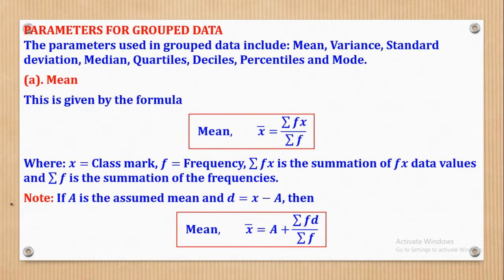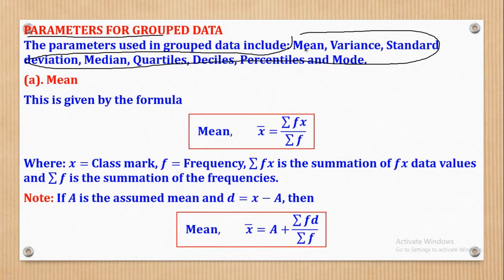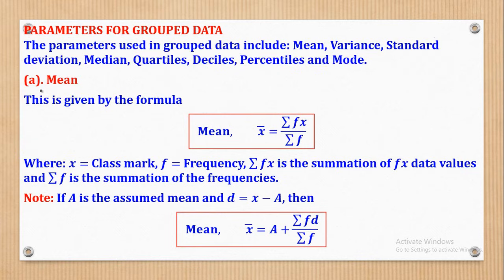So now that we have seen the various categories of classes under grouped data, now we shall go to parameters of grouped data. These parameters are like the parameters which we got for frequency distribution of ungrouped data, but the formulas will differ. For example, the formula for getting mean will differ, variance will differ, standard deviation will differ, as we shall see below.